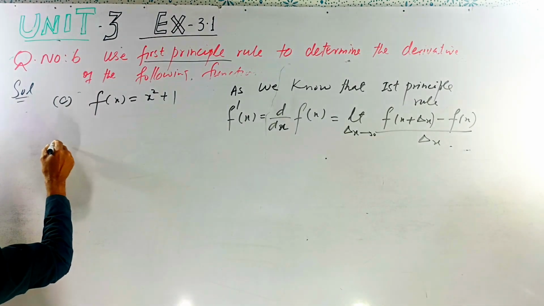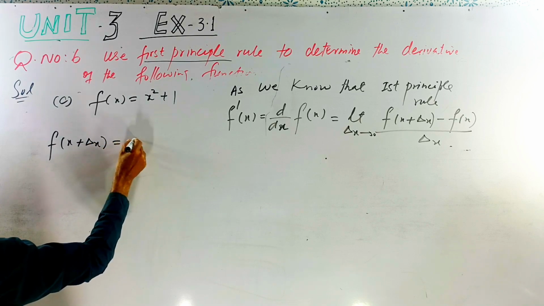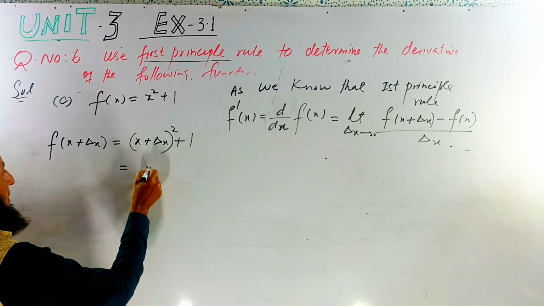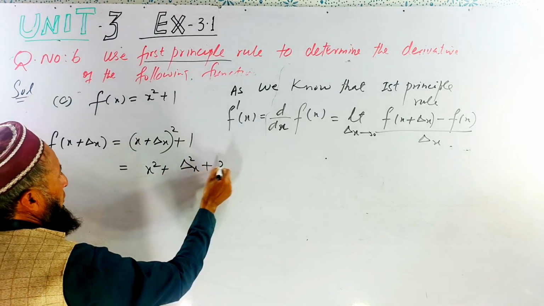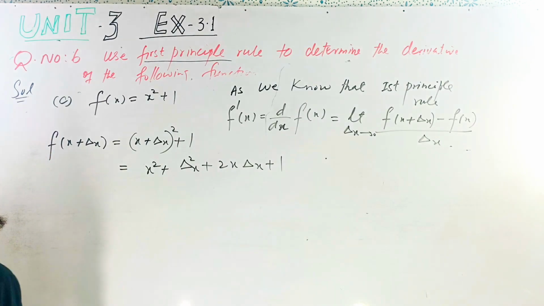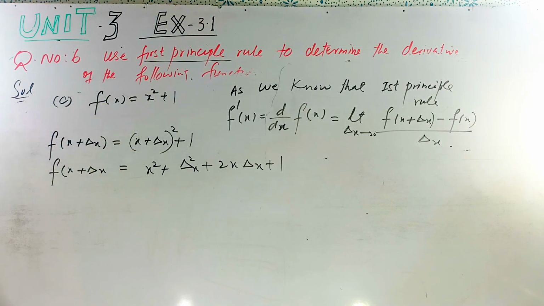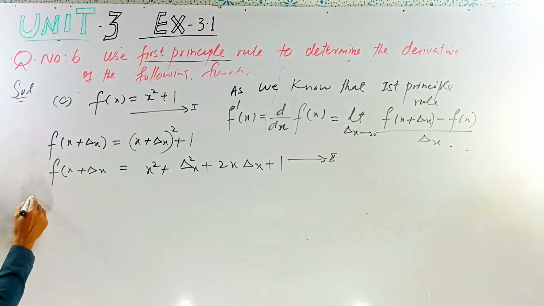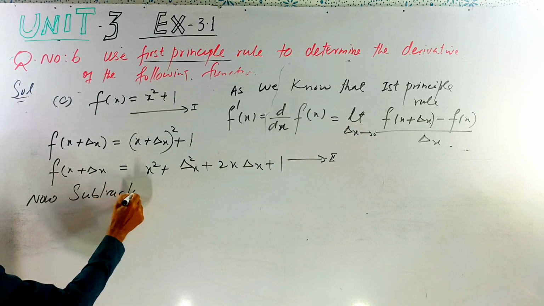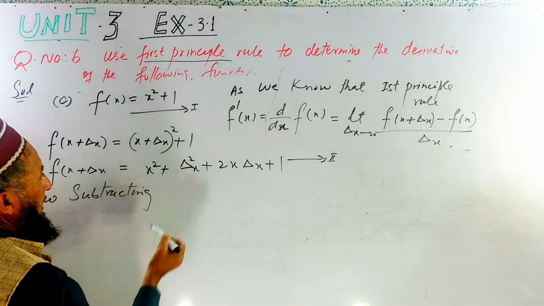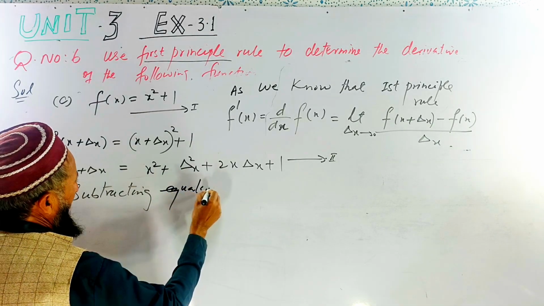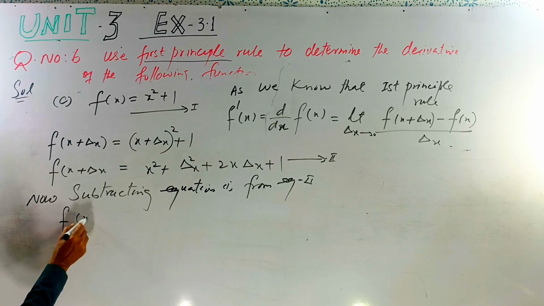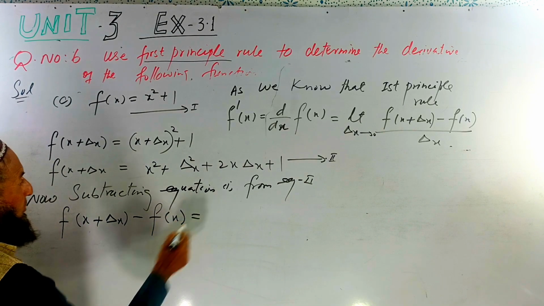Now applying this definition, f of x plus delta x is equal to (x plus delta x) whole square plus 1. There is a constant, so we cannot increment here. Now we expand this using (a plus b) whole square, which is a square plus b square plus 2ab, plus 1. Now we subtract from the first equation. We call this equation number first, and this equation number second. Subtracting equation number first from equation number second.